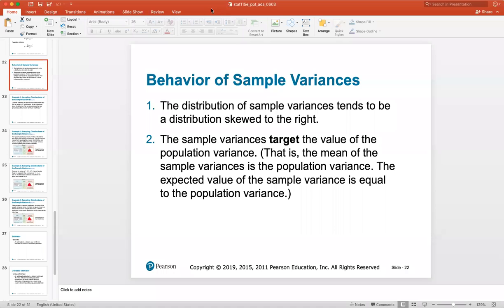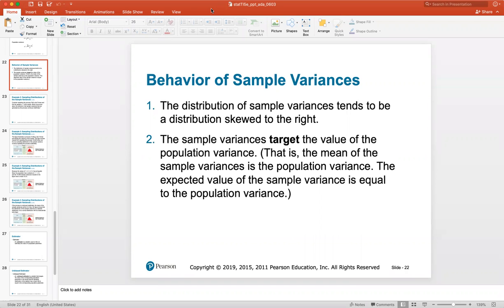So even though the distribution of the sample variances tends to be skewed to the right, sample variances target the value of the population variance. It means that the mean of the sample variances tends to approach the population variance. Okay, I was just confused with the sample standard deviation.